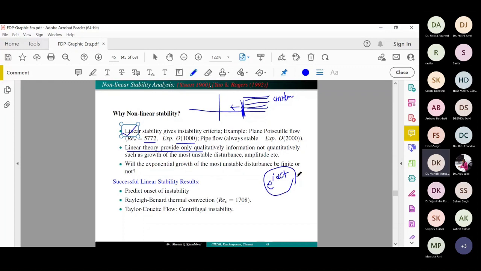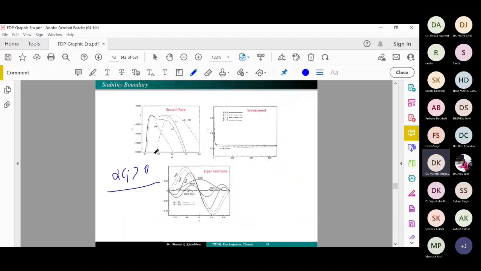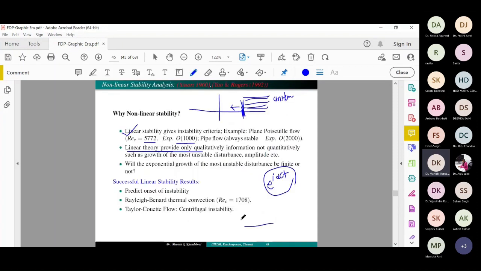Is it going to be finite or not? In the last picture I showed that the growth rate goes up to here, then it is decreasing. That is okay, that is a stable situation, but we don't know whether every time it will go like that or like that. If it goes like that, it is very difficult to predict the original behavior. So those are a few drawbacks of linear stability analysis, but it gives several pieces of information.